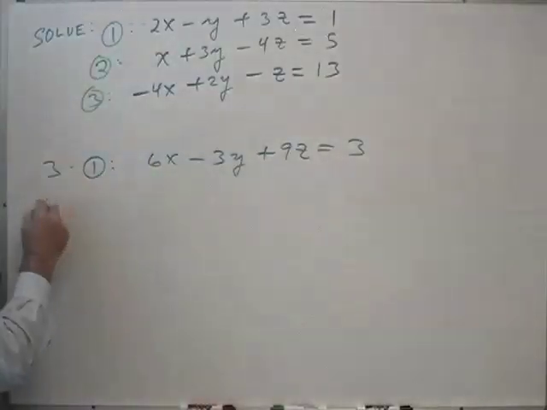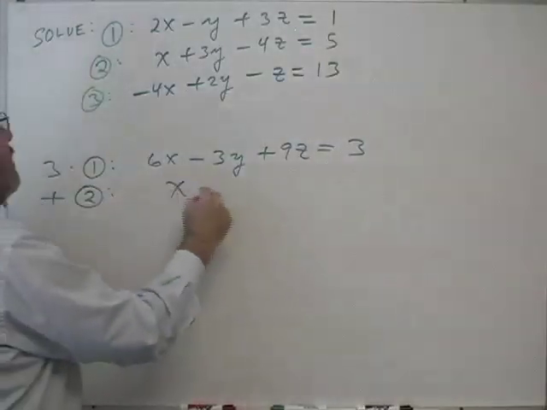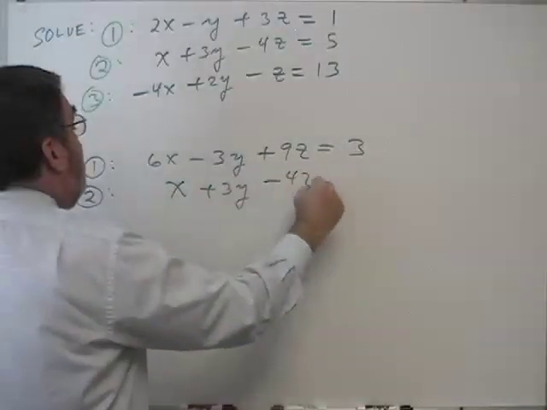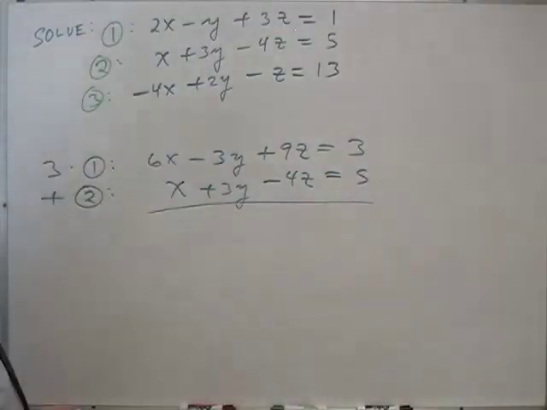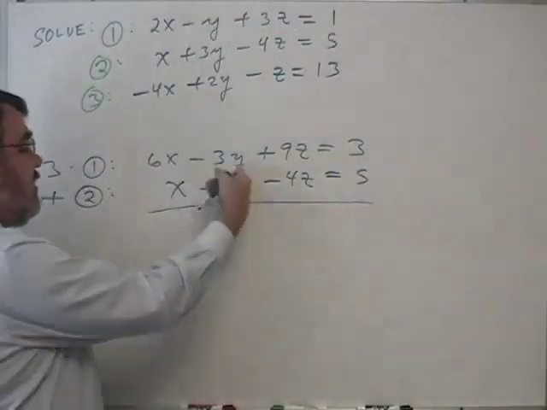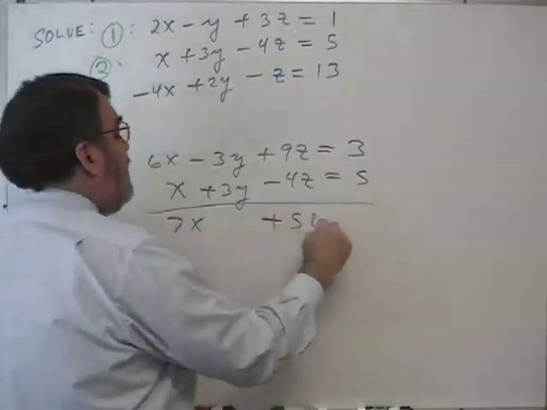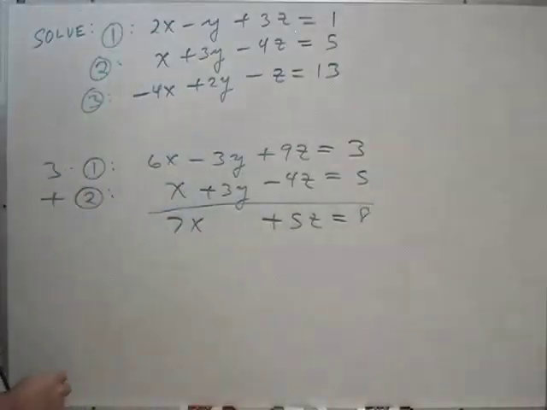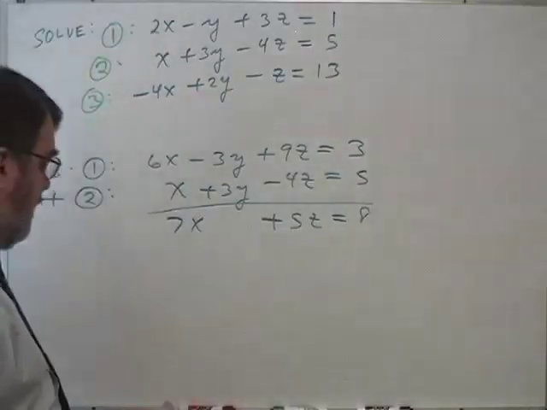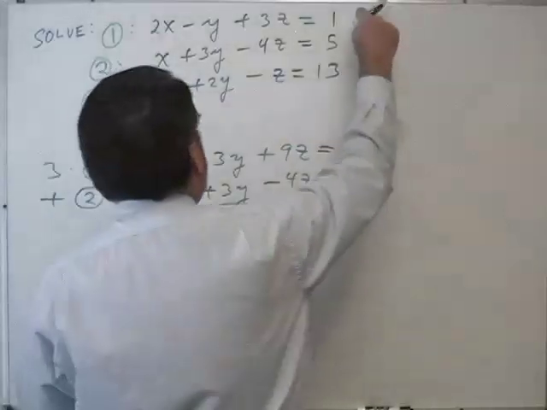Alright, to this I'm going to add equation 2. And so this is x plus 3y minus 4z equals 5. And now if we add these equations, you'll see that the y term is eliminated because these terms cancel. So I'm left with 7x plus 5z equals 8. Alright, so there's our first smaller equation. By the way, that elimination involved the first and second equations.